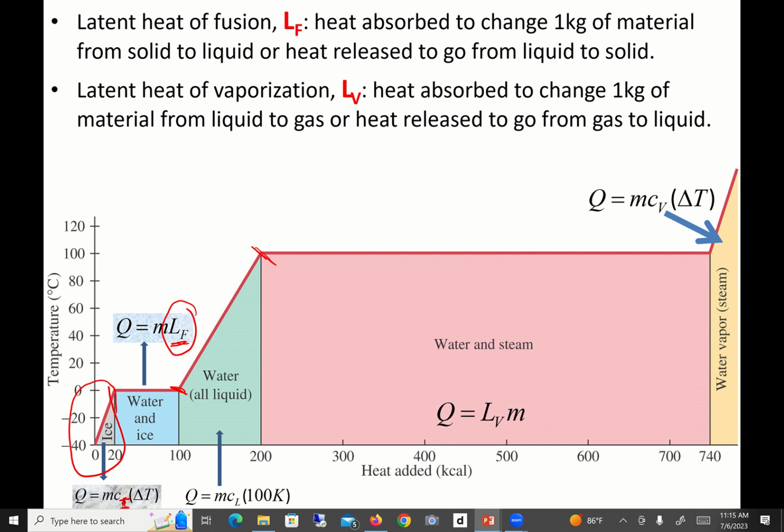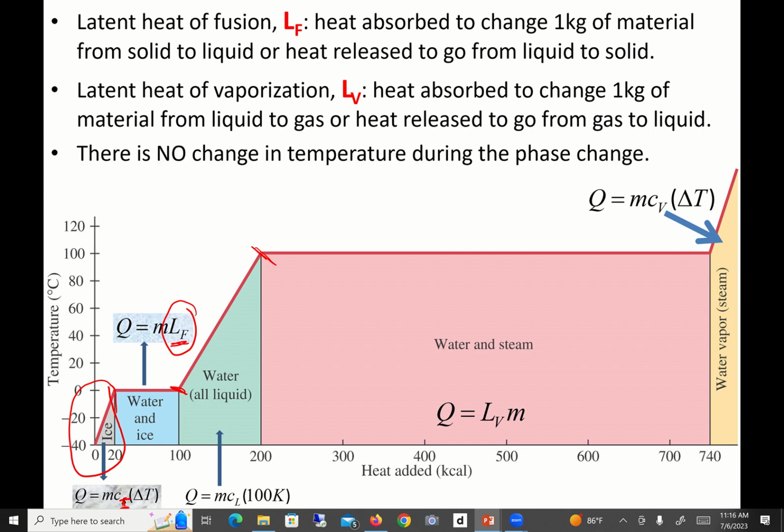Once all the water has been turned into steam, then we get to the yellow region on the far right, where now all the water is turned into steam, and now the steam, if we put more heat in, will increase in temperature, and then we'll get back into a heat of mc times delta T. So while the temperature is changing, the heat that goes in or out is mc delta T. While it's changing a phase, the temperature stays the same, and the heat is L times the M. And there's no change in temperature during the phase change.